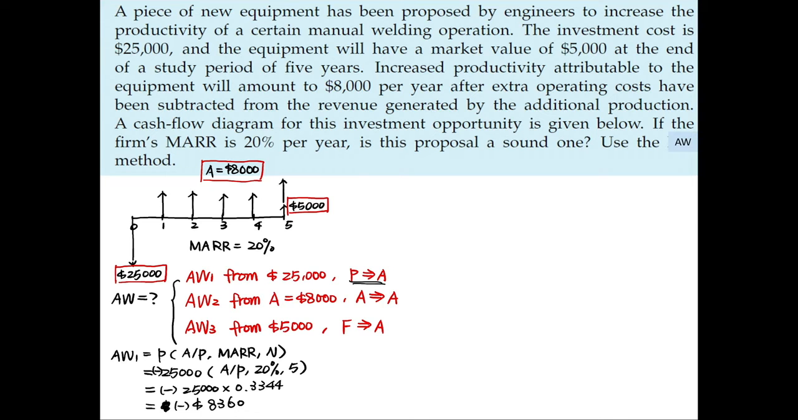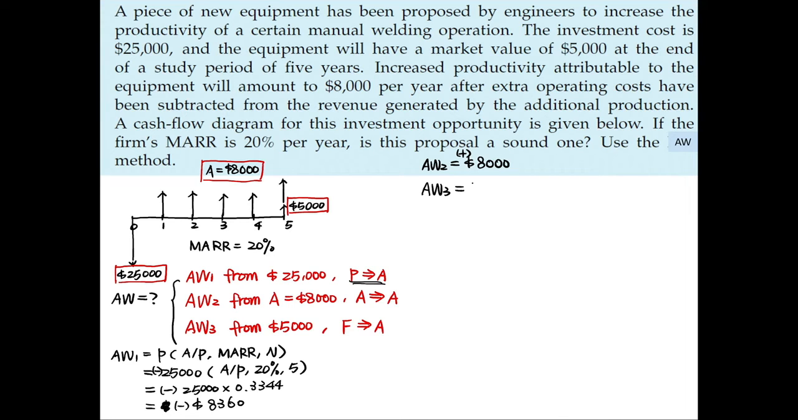So if you convert the present 25,000 to every year, that's going to be 8,360 every year. Okay, and it's negative. That's your expenditure. And AW2 is already an annuity, so it is positive 8,000. You don't have to convert. Okay, and AW3 is a future value, which is 5,000. You want to convert that to annuities.